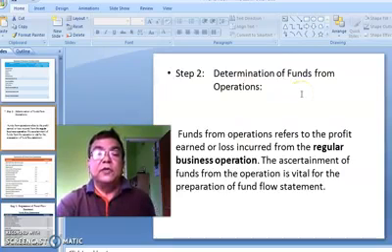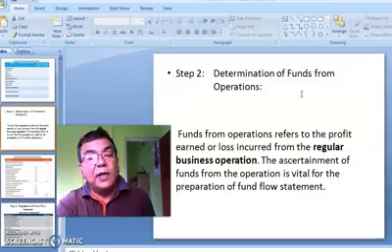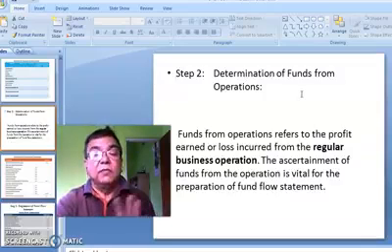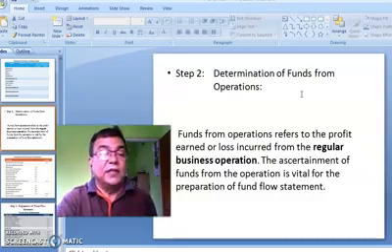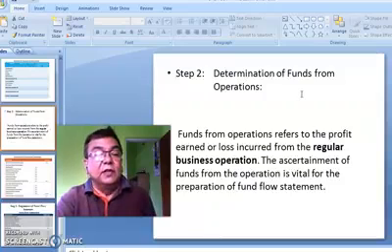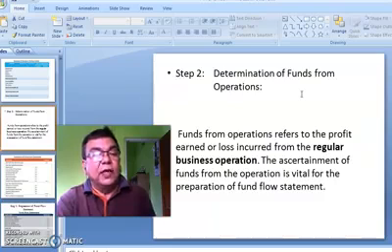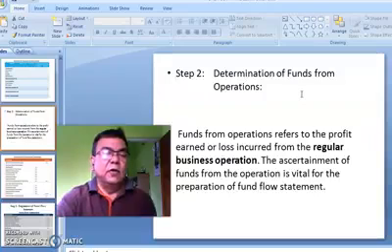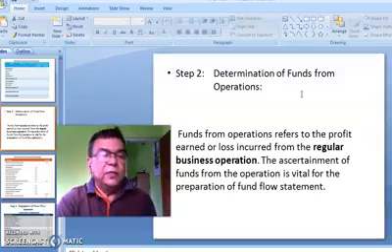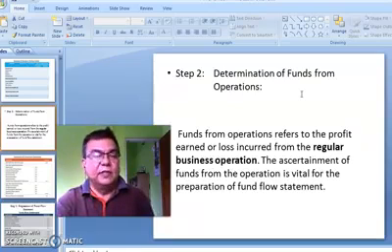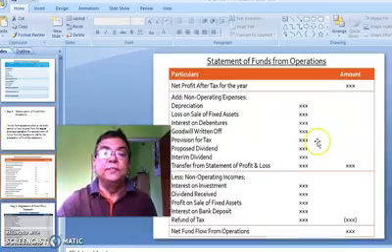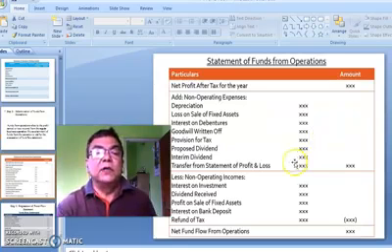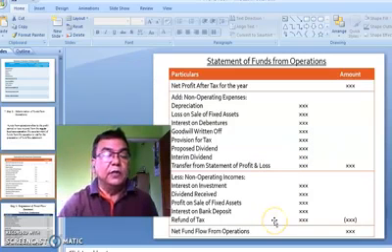The fund from operation refers to the profit earned or loss incurred from the regular business operation. Regular business operation, mind it. Only regular business operation. Some items, say, depreciation on fixed assets. Depreciation is an assumption, so actually there is no inflow or outflow of fund. That is why it is to be adjusted to find out the fund from operation. Similarly, profit on sale of fixed assets and loss on sale of fixed assets are to be adjusted. How the fund from operations is to be calculated is shown clearly here.